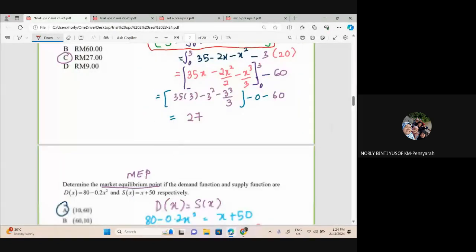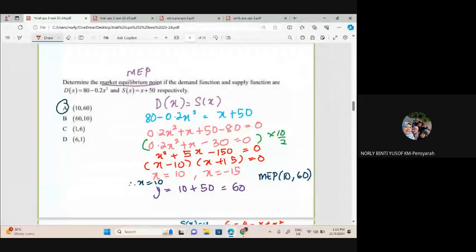Okay, and then the next question: determine the market equilibrium point, if the demand function and supply function are given. So to find MEP, we equate them based on the graph concept earlier. We equate demand with supply in order to find the X value. That means the market equilibrium point, X and Y. So we solve for the quantity.